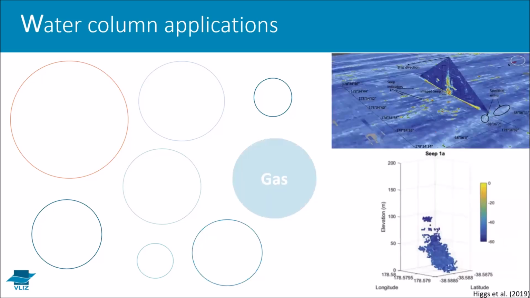Then also gas seeps have been studied already quite intensively with water column data. This is a recent study also by Hicks at the Hikurangi margin in New Zealand, where they use polar echograms and other representations to map the 3D gas seeps in this area. And they show that they could have a tremendous effect on global warming as well.